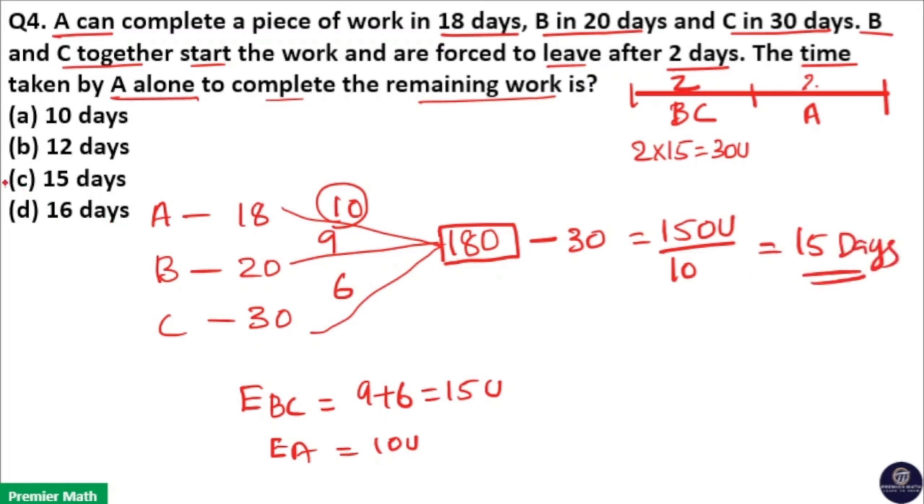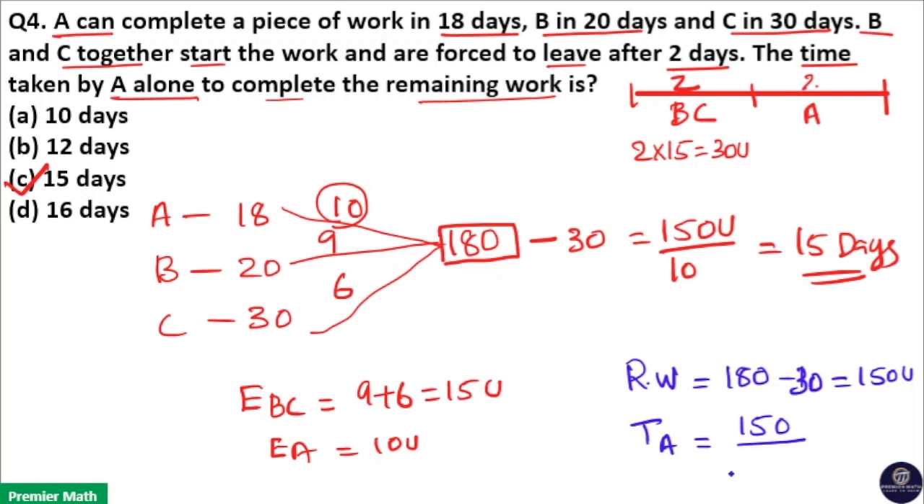So option C is your answer. Here remaining work is 180 minus 30, which is equal to 150 unit. And time taken by A to complete the remaining work is remaining work by efficiency of A, 150 by 10 unit. So 15 days.